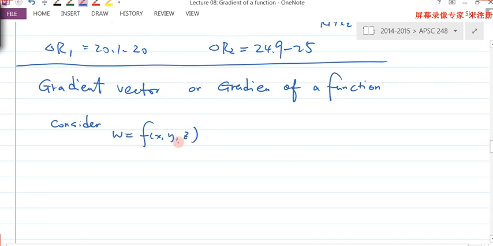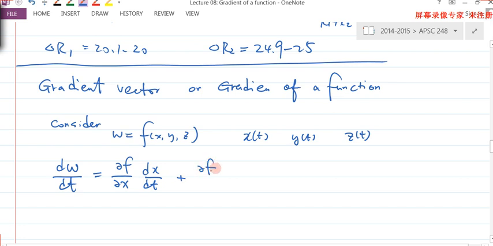Suppose that x, y, z are functions of t. In the previous lecture, when we learned multivariable calculus, we had 2 chain rules, right? The chain rule is, if you plug x, y, z into this function, it's a function of t now. Then the derivative dw over dt, according to the chain rule, is going to be partial f over partial x, dx over dt, plus partial f over partial y, dy over dt, plus partial f over partial z, dz over dt. Okay, that's the chain rule, right?